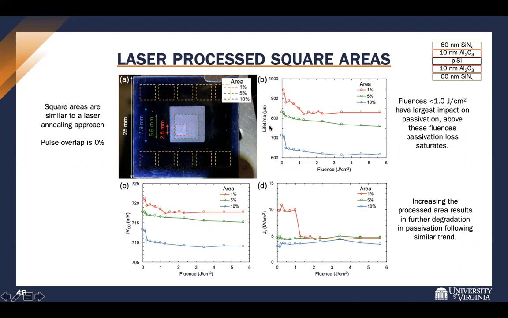You can see the impact on the passivation in the other squares there. You can see initially for fluences less than 1 joule per centimeter squared, they have the largest impact on the initial drop in the passivation. Above this fluence, the damage is basically already done, and the passivation doesn't decrease much further. It sort of saturates. But every time you increase the area from 1 to 5%, there's an additional further degradation in the passivation. And with higher fluences, it follows a similar trend.